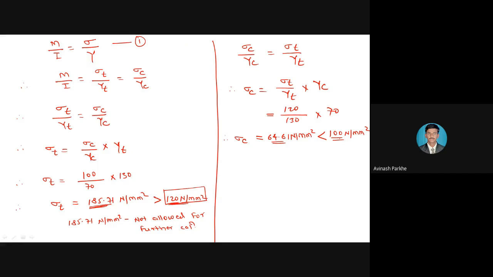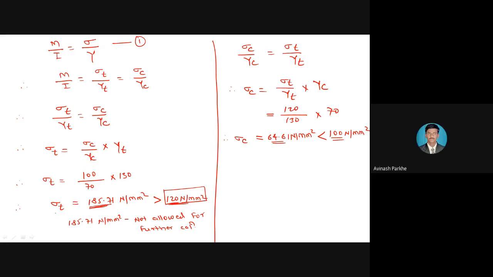Which value do I have to take for further calculation? Stress हा आपल्याला maximum असला पाहिजे का minimum असला पाहिजे बीम मध्ये? Please tell me. The stress values in the beam, is it maximum or minimum? Minimum. Minimum value is required.